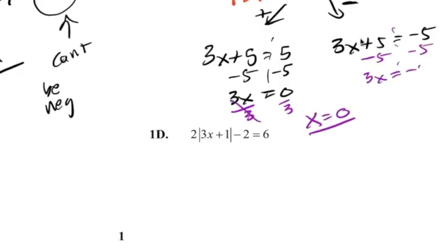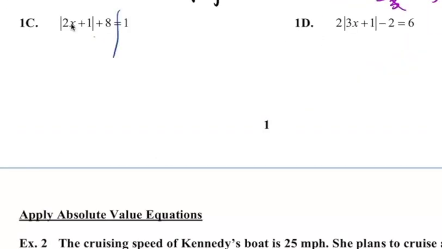3x equals negative 10. Divide by 3. And then we get x is equal to negative 10 over 3. So that's our answer. A few more than we'll do next week.